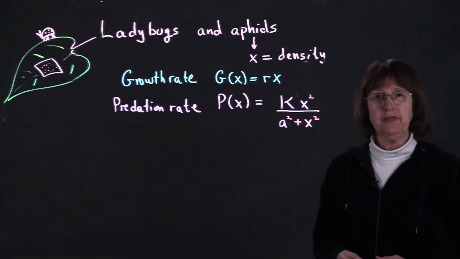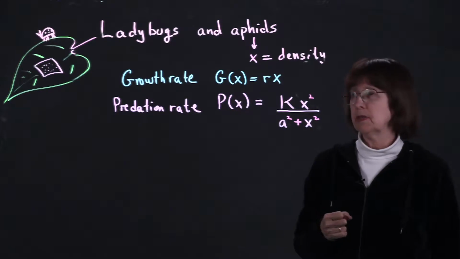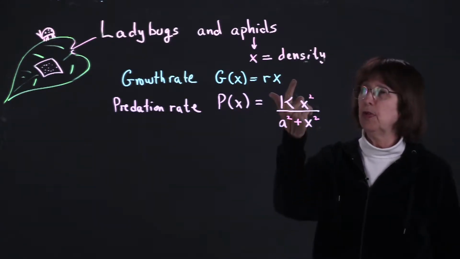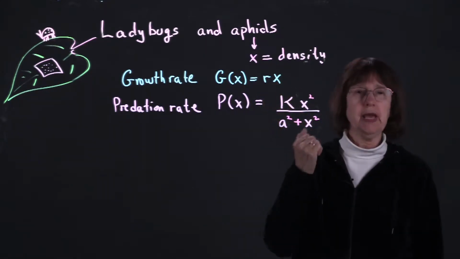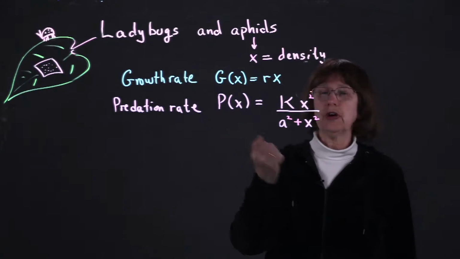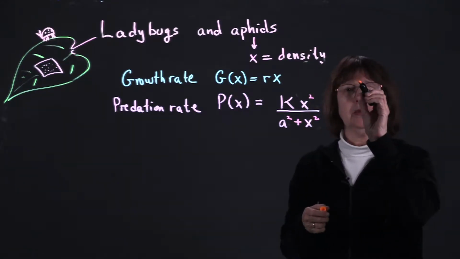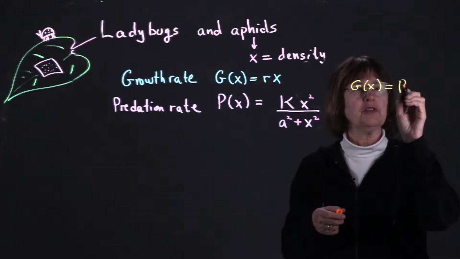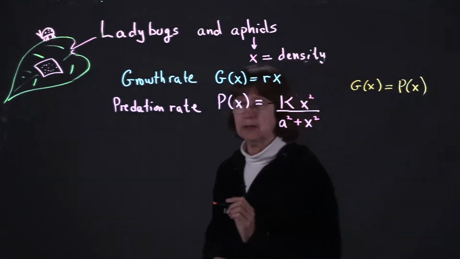In the ladybug aphid problem, we're supplied with a growth rate of the aphids and a rate at which they're removed by a ladybug predator. Both of these depend on the aphid density. And we're asked for what aphid density are these two functions exactly balanced. When we say that they're balanced, what we're asking is what is the value of x such that the two things are equal? Let's go ahead and solve for that.